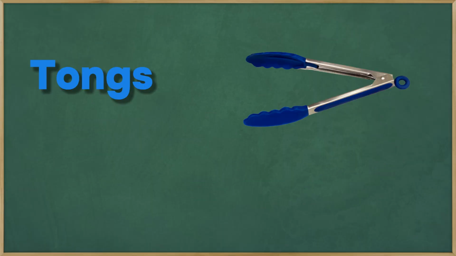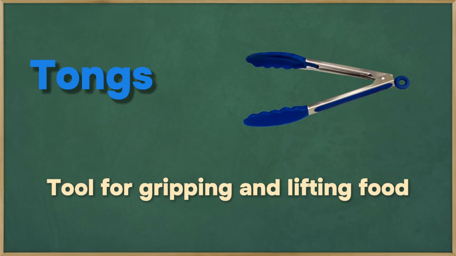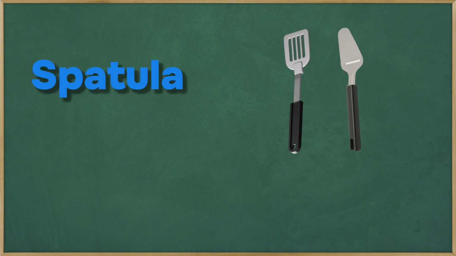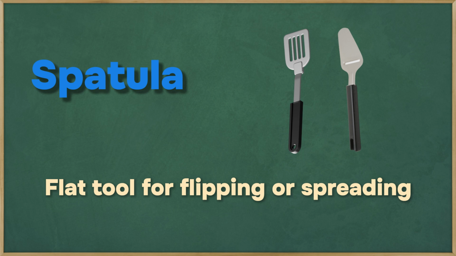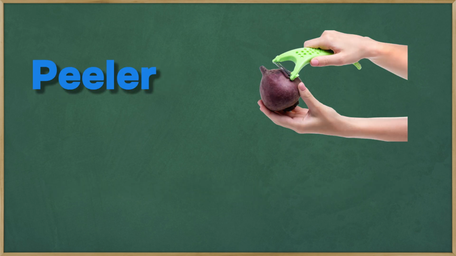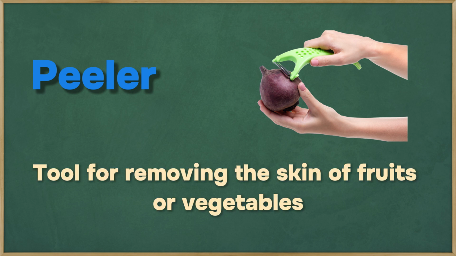Tongs. Tool for gripping and lifting food. Spatula. Flat tool for flipping or spreading. Peeler. Tool for removing the skin of fruits or vegetables.